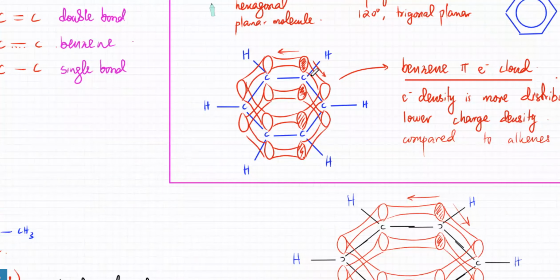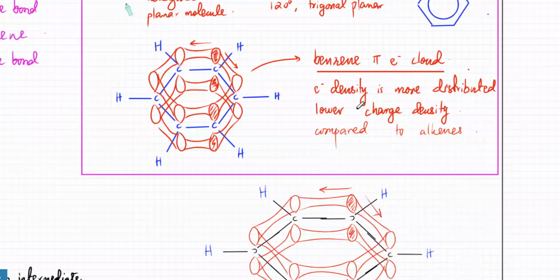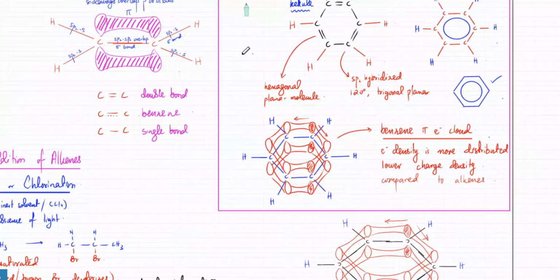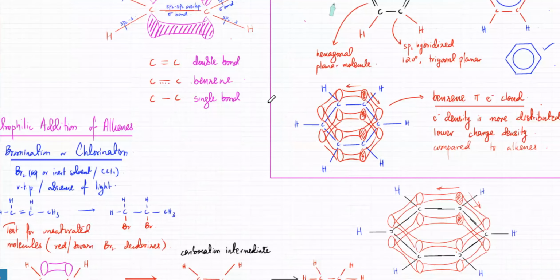in this case, the electron density is more distributed, because this p orbital over here not only overlaps with the carbon on the left side, but it also overlaps with the carbon on the right side. So the electrons get distributed, which is why in the pi electron cloud over here the electron density is more distributed and the charge density is lesser compared to alkenes. In alkenes, the electrons are concentrated at this point, but in benzene, the electrons are everywhere. They're very distributed. So is this clear? Simon, is this clear? Yes, sir.